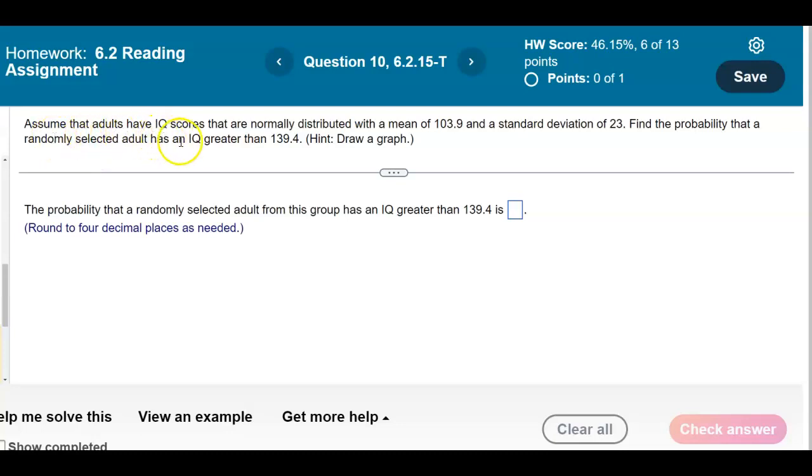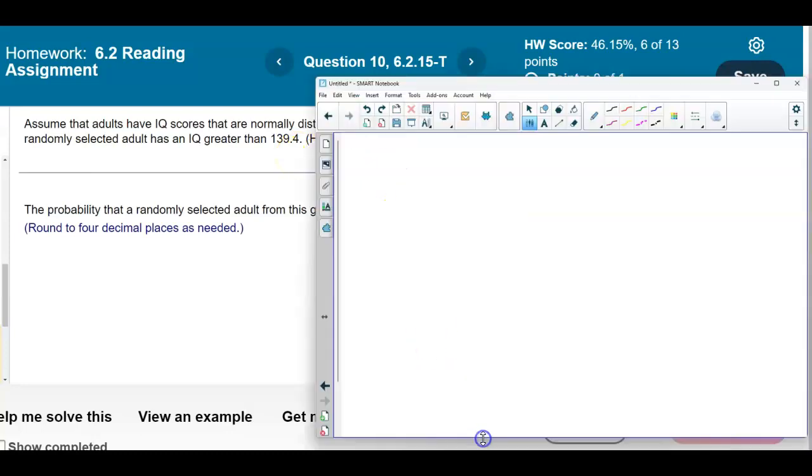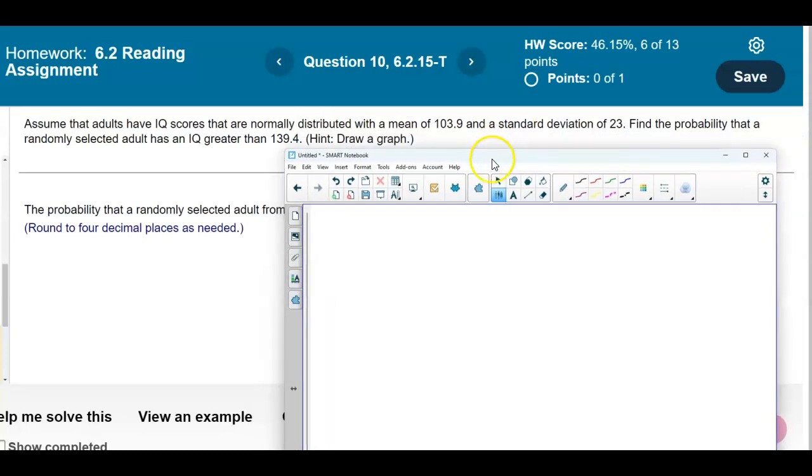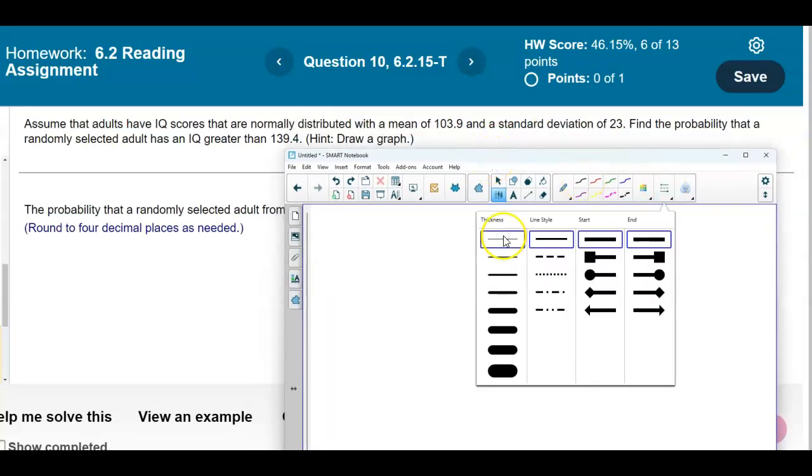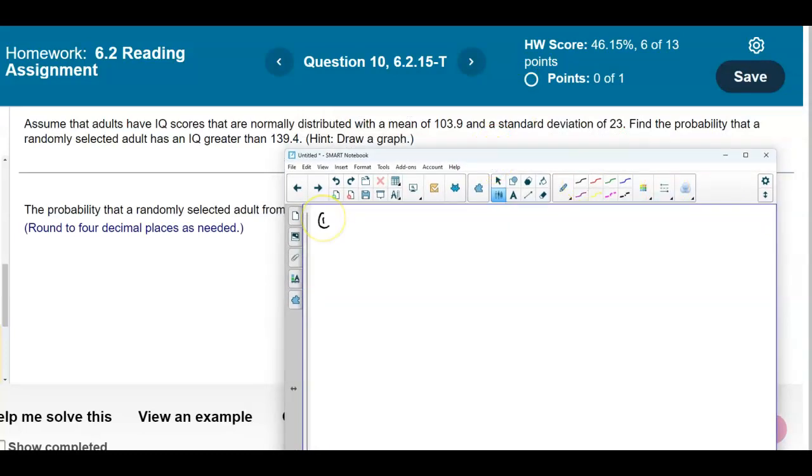Assume that adults have IQ scores that are normally distributed with a mean of 103.9 and a standard deviation of 23. Find the probability that a randomly selected adult has an IQ greater than 139.4, and then hint it says to draw a graph. So we're going to go ahead and sketch the bell curve, which is the graph that they're referring to. So we first want to draw the graph and then label it according to the information it's given.